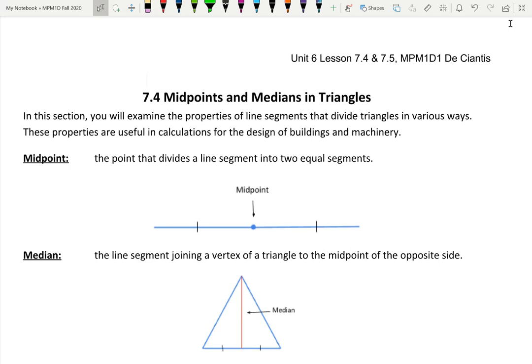In this section, you will examine the properties of line segments that divide triangles in various ways. These properties are useful in calculations for designs of buildings and machinery. So there's something called a midpoint, which divides a line segment into two equal segments. It's the very center, with half the line segment on one side and half the line segment on the other.